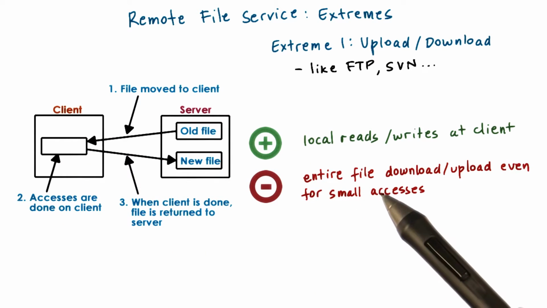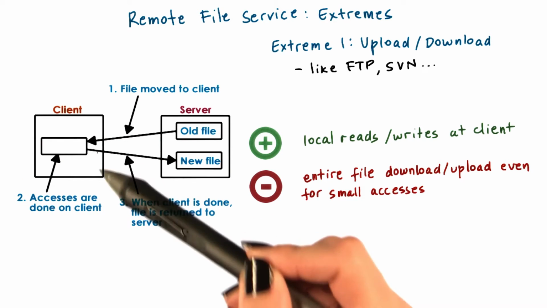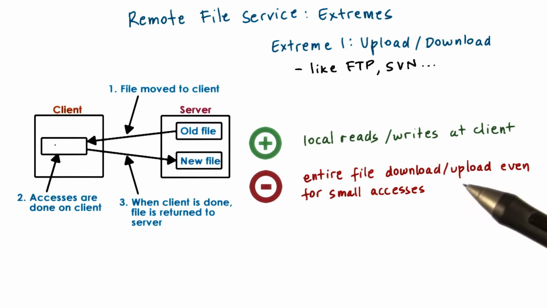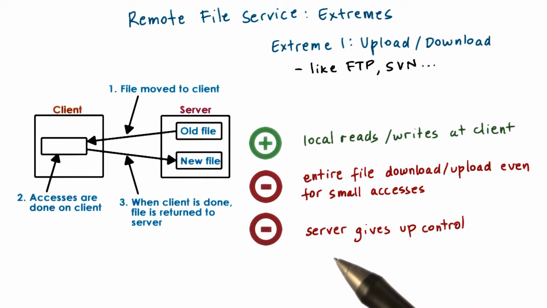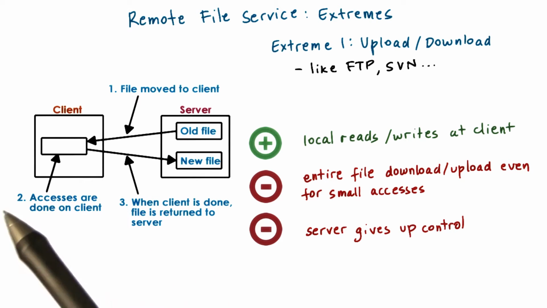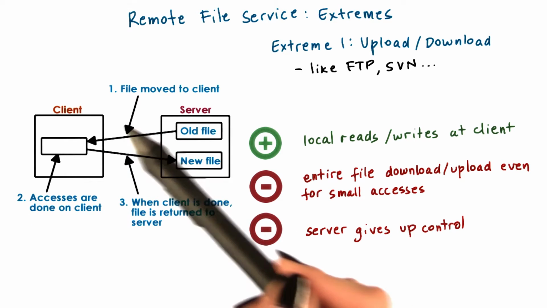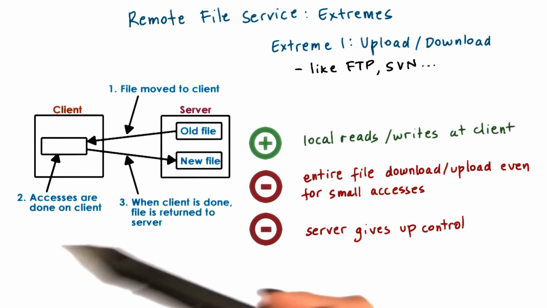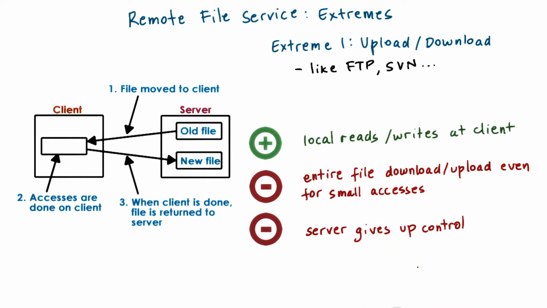One downside of this model is that the client needs to download the entire file, even for a small file access or a small file modification. A second downside with this model is that it takes away file access control from the server. Once the server gives a file to the client, it has no idea what the client is doing with it or when it will get it back. This makes some operations related to sharing files a little bit difficult to execute.